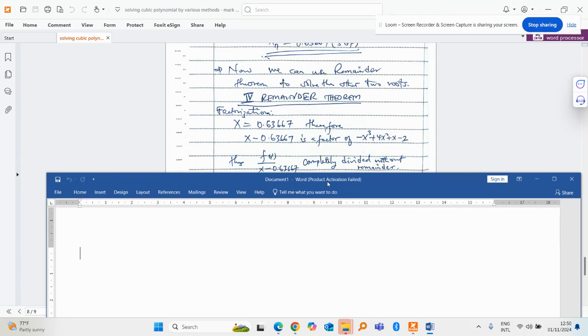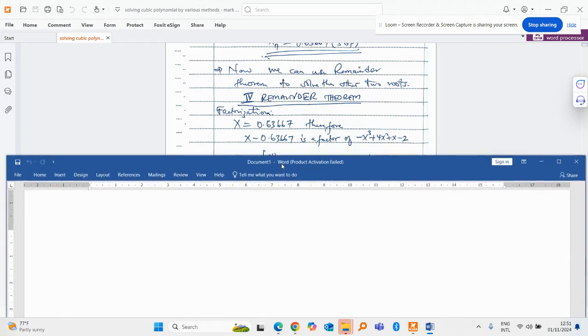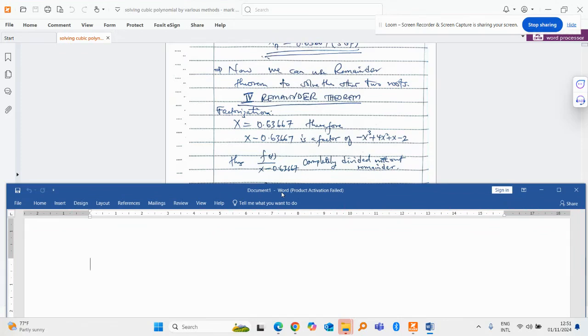So we use the remainder theorem to get the others. If, by factorization, f of x has the value x equal to 0.63667, therefore x subtract 0.63667 is a factor of our main function.